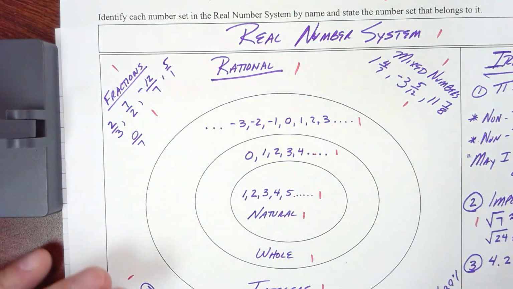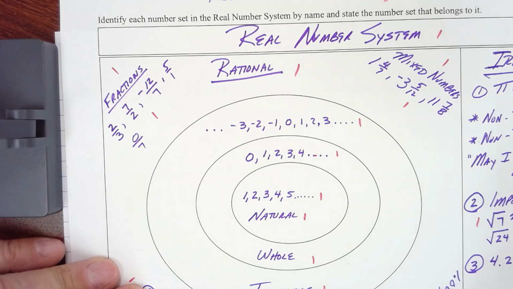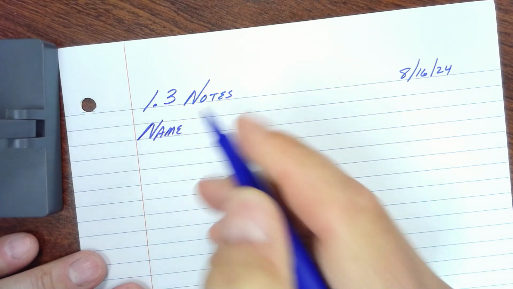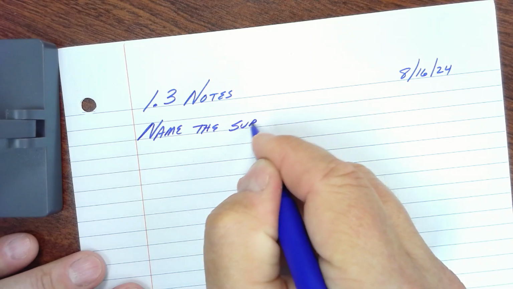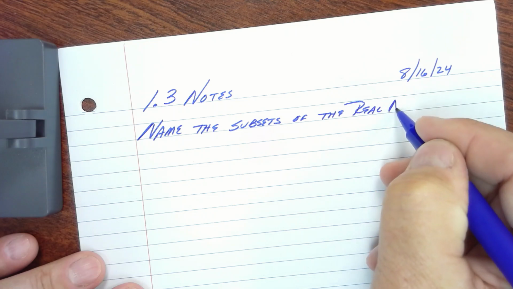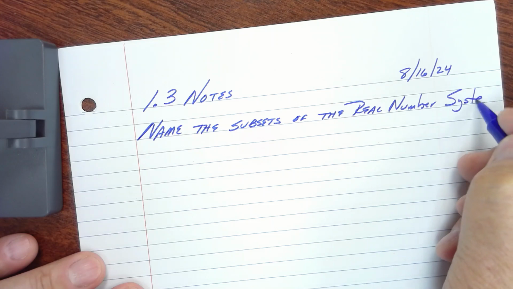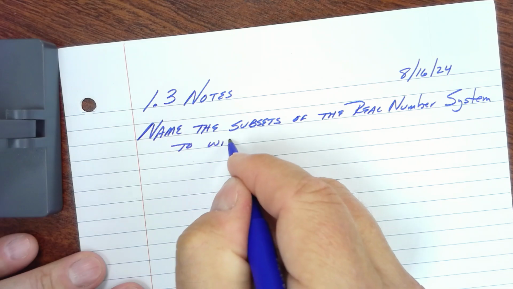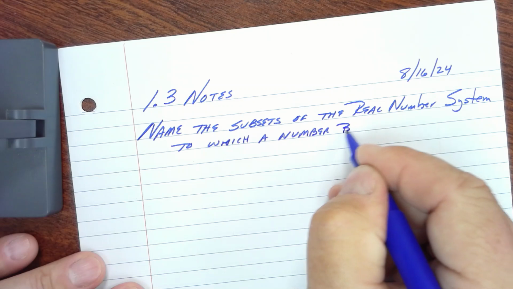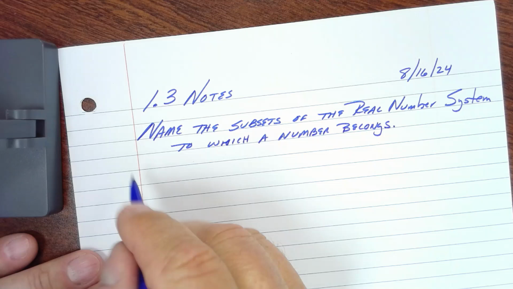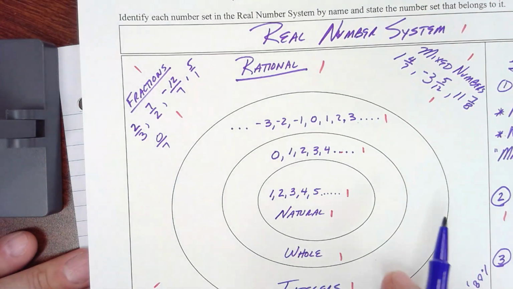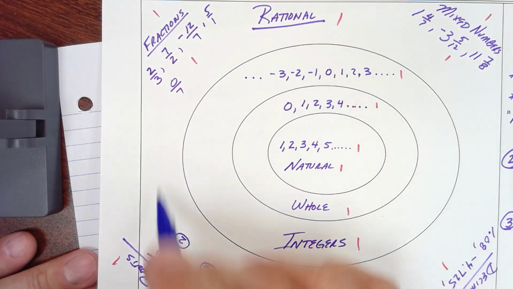So taking this real number system graph here and putting it to good use is what we're going to do today. So we are going to name, and again, this will be a quiz question for sure, the subsets of the real number system to which a number belongs. So example, as I just did, 0. The first time we see 0 is as a whole number. And then we bring it out to an integer, and then it becomes rational, and it becomes real.